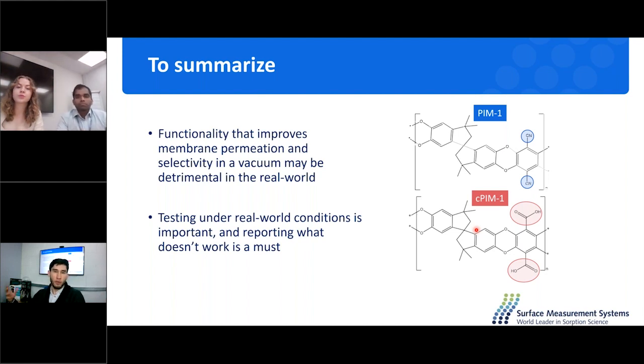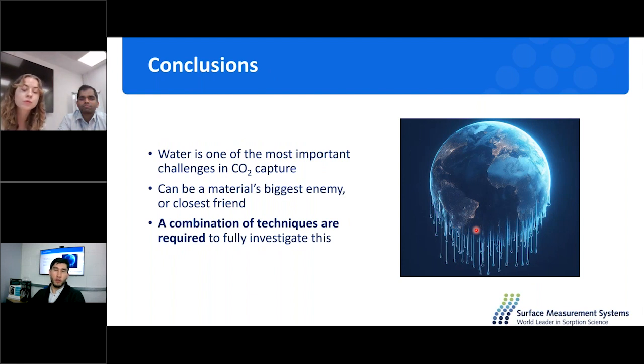So testing in these kind of real world conditions is a must. Okay, and just to bring everything back in terms of conclusions of the various case studies that I talked about today. First, water is obviously one of the most important challenges in CO2 capture, and I hope I've shown that, and I've demonstrated the kind of various behavior various materials can have in the presence of water. So water can be a material's biggest enemy, but also its closest friend, depending on the configuration.